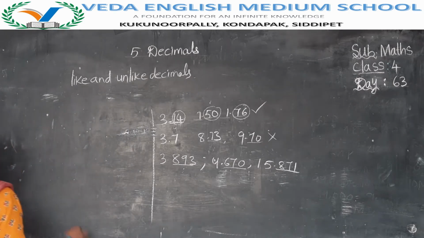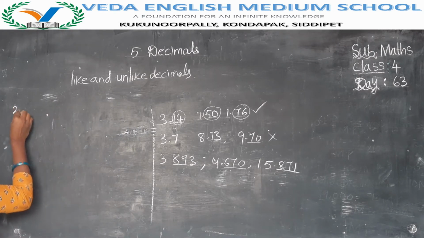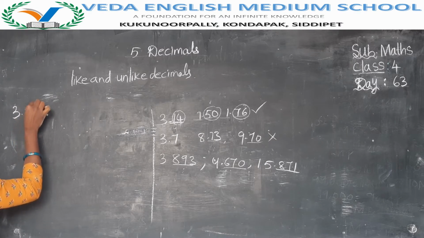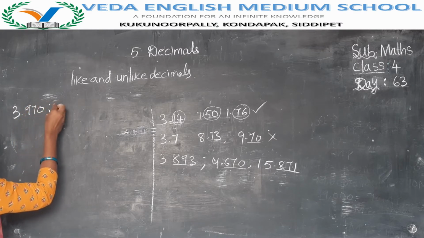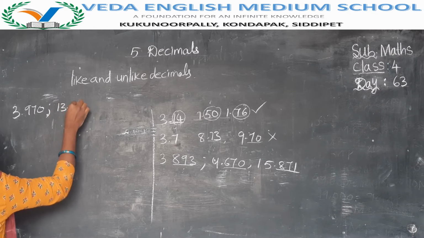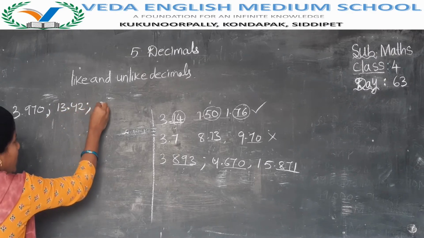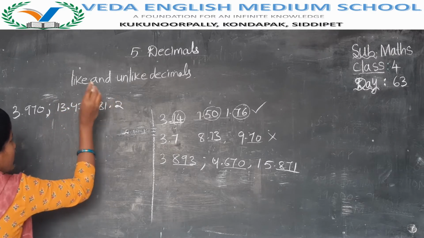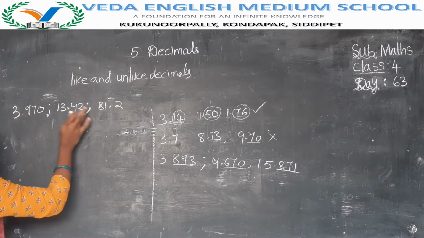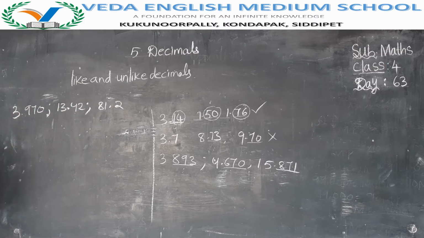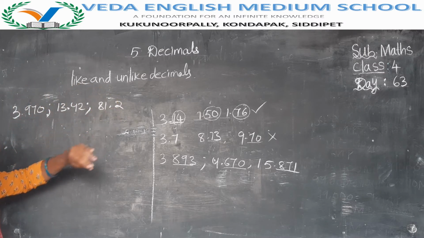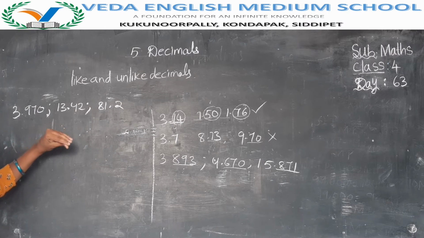If we have unlike decimals, for example, if I have like this 3.970, it is one, 13.42, 81.2. Now are these like decimals or unlike decimals? These are unlike decimals. Why? Because in the decimal part here we have 3 decimals, here we have 2 decimals, here we have only 1 decimal. Now it is an unlike decimal. Now we have to convert this unlike decimal into like decimal.